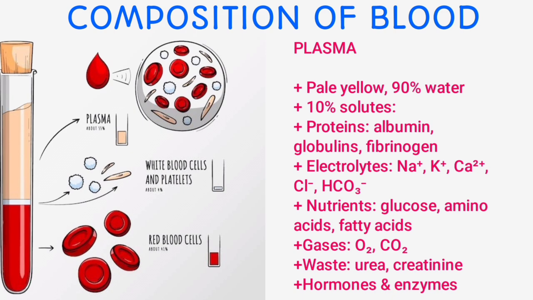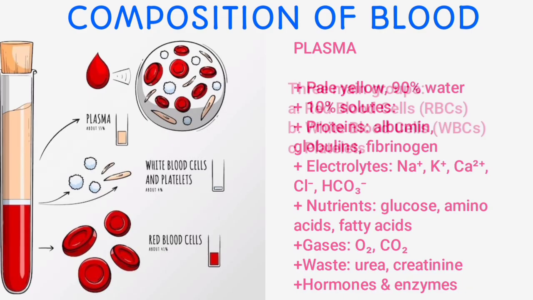fibrinogen, electrolytes such as sodium, potassium, calcium, chloride, and bicarbonate, then nutrients such as glucose, amino acids, and fatty acids, and then gases such as oxygen and carbon dioxide, waste products such as urea, uric acid, and creatinine, and then finally hormones and enzymes. You can think of the plasma as the river that carries essential substances around the body.